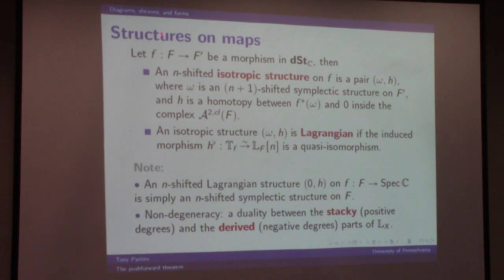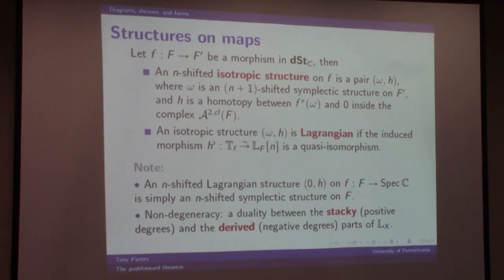The stackiness of the underlying geometric object is encoded, so the infinitesimal theory of the stackiness is encoded in the positive degree homological guys, and the nilpotence, the derived structure, is encoded in the negative degree homological guys in the cotangent complex. And if you have a symplectic structure and you have this extra fuzz that you need to resolve singularities, the symplectic structure actually exchanges those two. So you really need these extra pieces if you want to understand symplectic. Okay, so this is my crash course on shifted symplectic geometry.